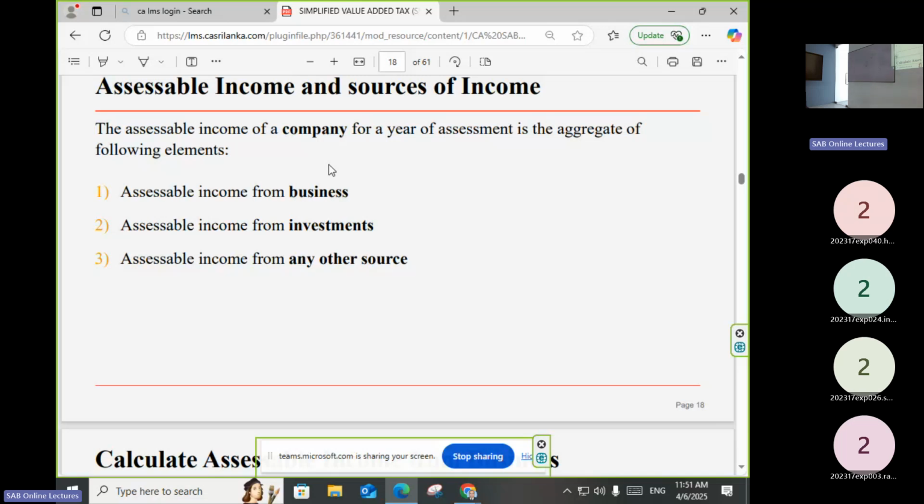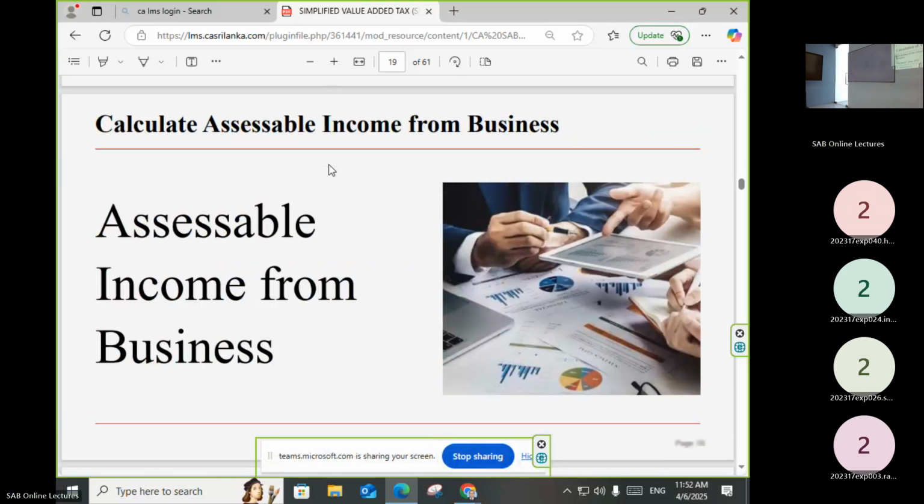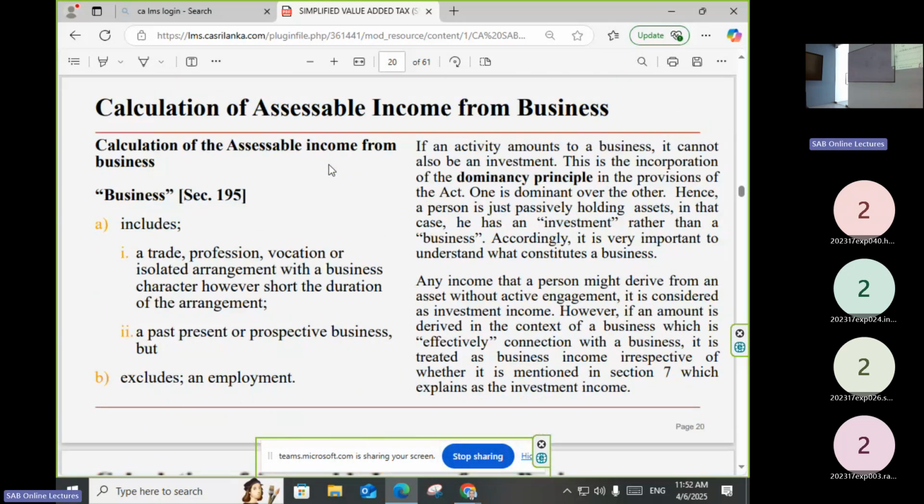That could not be part of my business, because the intention of setting up a company is running it as a manufacturer. Say I put up a building. Right now I am occupying part, and the other part I can rent out. That could be considered investment income. But generally, the purpose of running a company is business. Therefore, in the case of a company, the main part of the assessable income is coming from what source? Business income. Right. So assessable income from business.